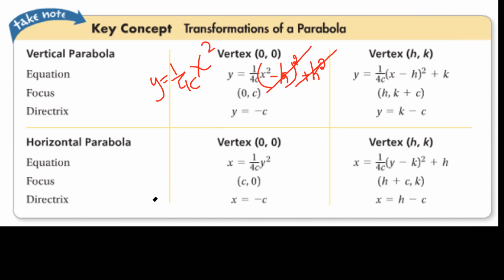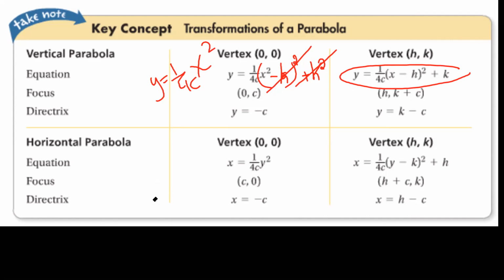So for the vertical parabola with the vertex not at the origin, this is the equation: y equals 1 over 4c times (x minus h) squared plus k. Is it clear now? Yes, teacher, thank you. This is for the vertical parabola.